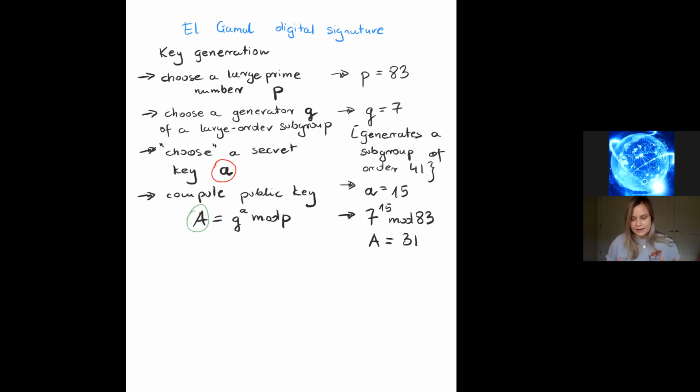Now, if Alice wants to send a message and sign it, what she should do is publish uppercase A, her public key, so that everybody can see it in order to verify her signature. Okay, so we have this public key. What is public? G is public, P is public, and uppercase A.